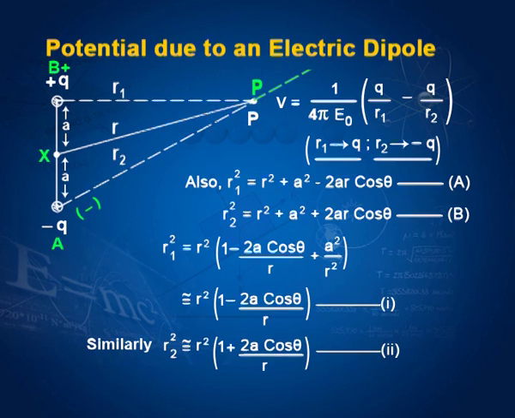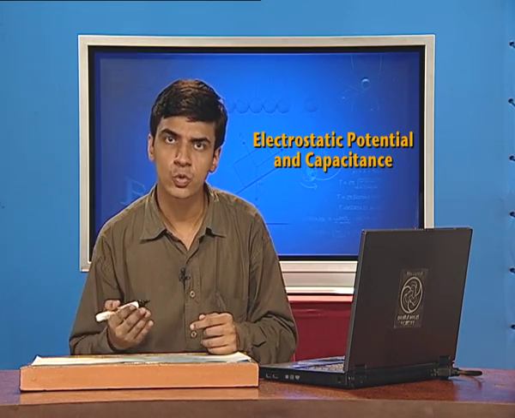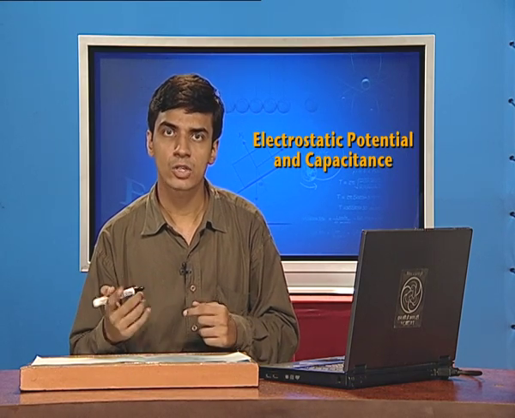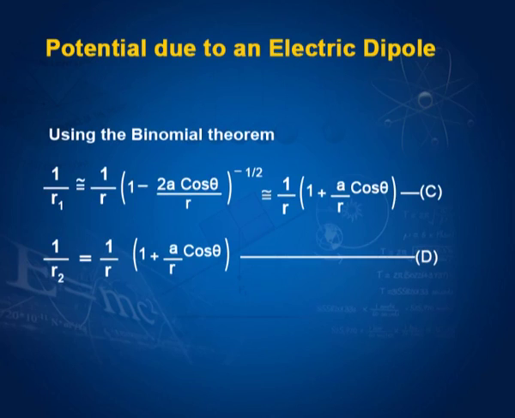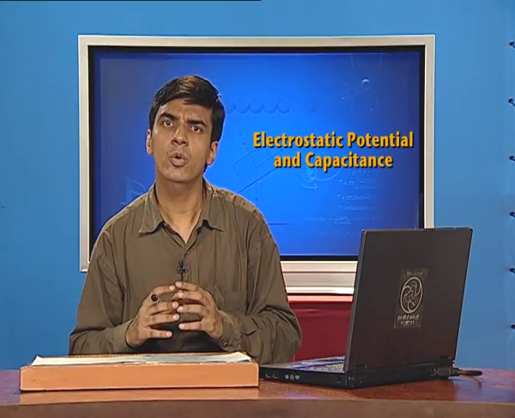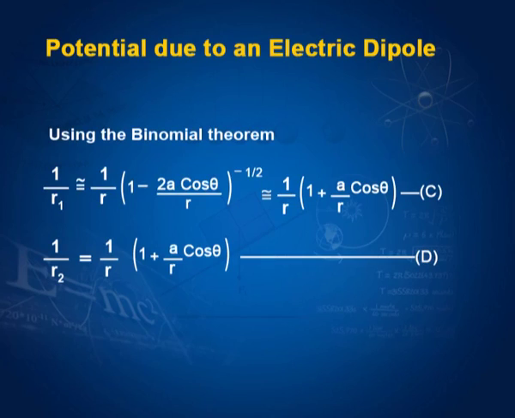Now the very next thing is very easy. You will have to find r1 and r2 in terms of r, and for that you can take the help of the binomial theorem, which will solve your problem quite easily. When you arrive at the solution, you will be quite amused to see that the potential due to an electric dipole has a 1 by r square dependence. But in the case of a single charge, we had 1 by r dependence, right? So why is it happening?